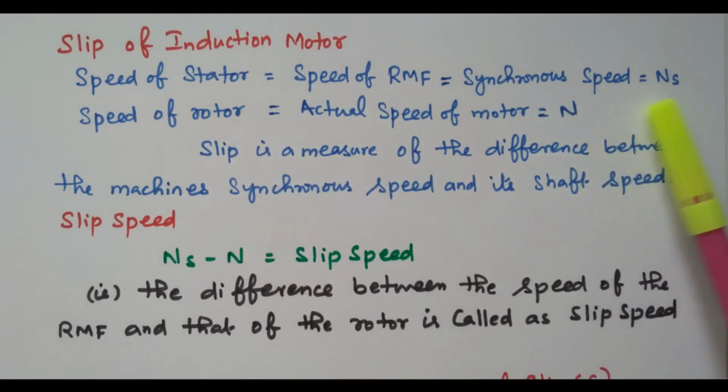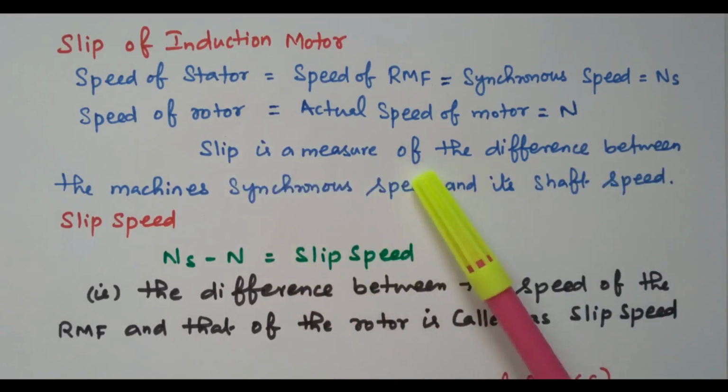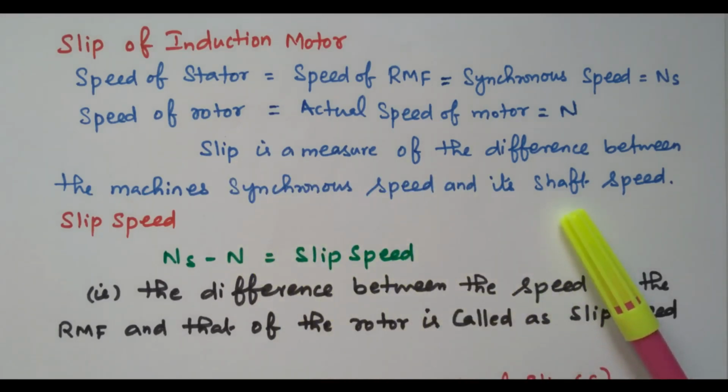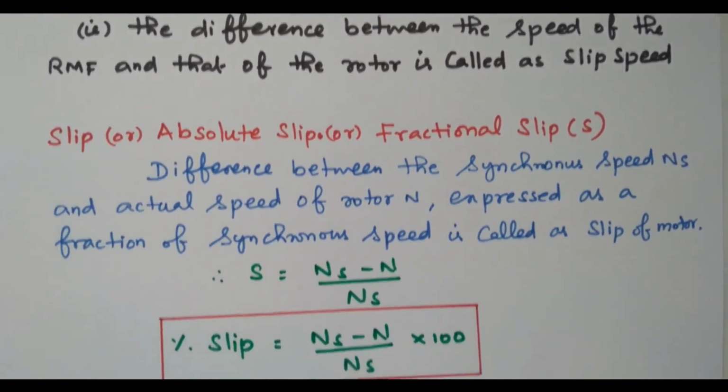The difference between these two, N and Ns, is nothing but the slip of the induction motor. So the slip is a measure of the difference between the synchronous speed and the shaft speed. Based on that we can calculate the slip speed. Ns minus N is nothing but the slip speed. The slip speed is the difference between the synchronous speed and the speed of the rotor. So the difference between the speed of the rotating magnetic field and that of the rotor is called the slip speed.